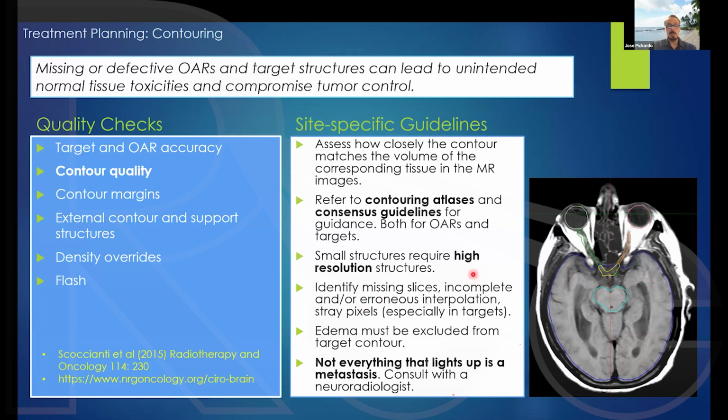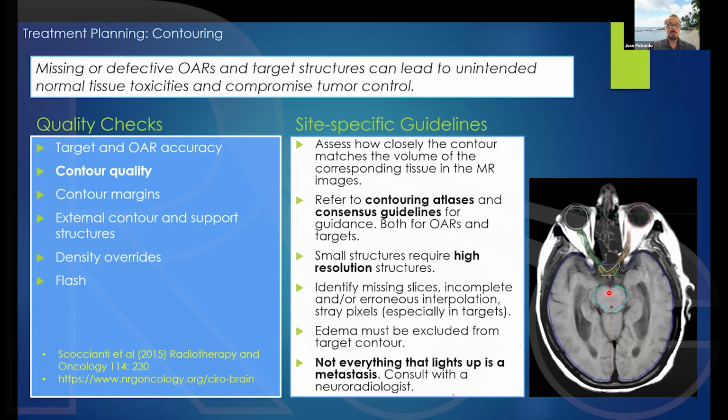Always look for incomplete contours, right? It's very easy, especially if you're going to be just contouring some slices and then interpolating. It's very important to make sure that you didn't skip one, right? In some cases, you can skip several slices and not even realize it, right?